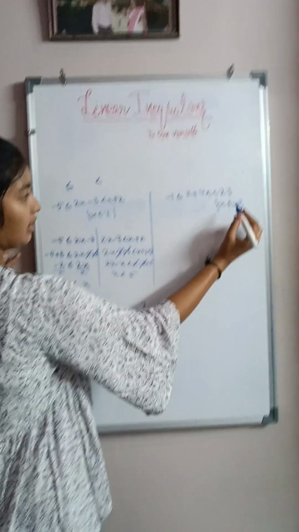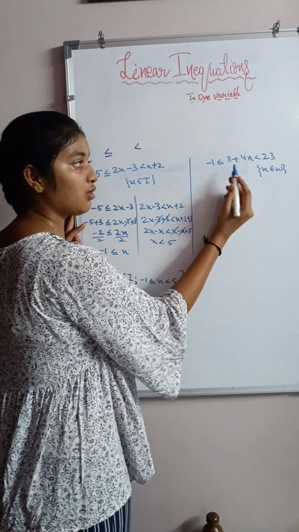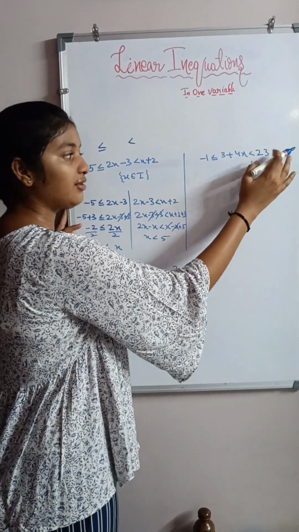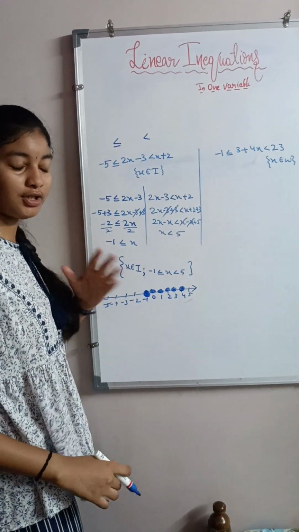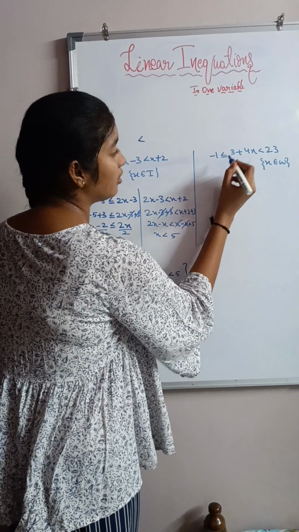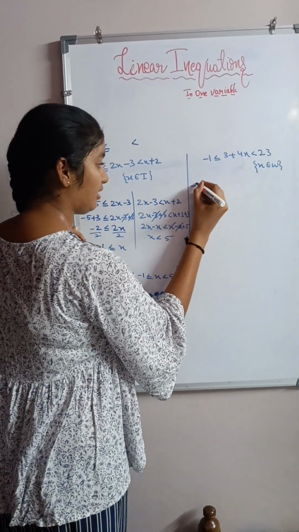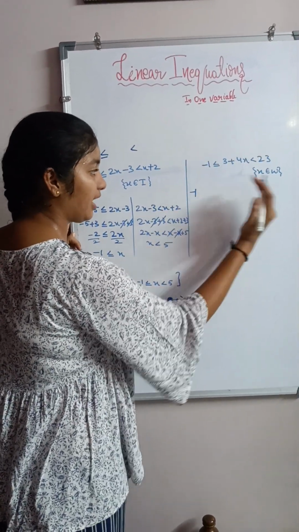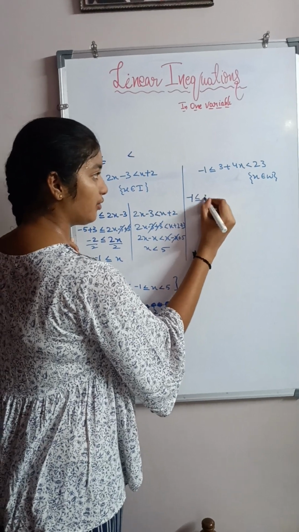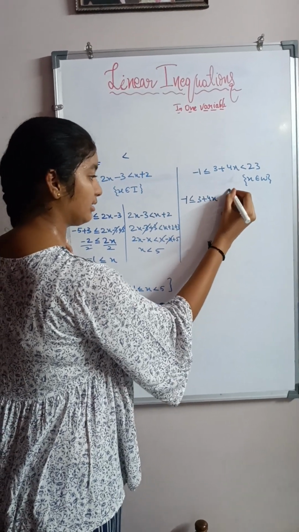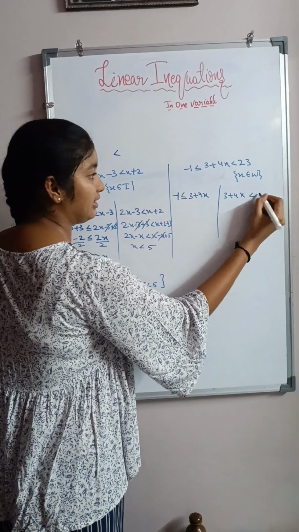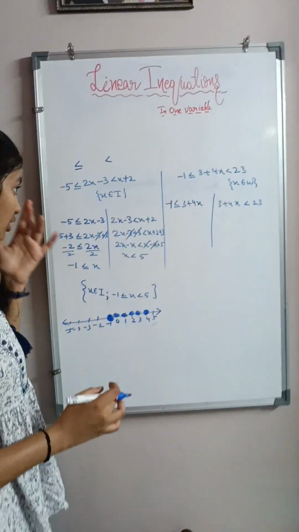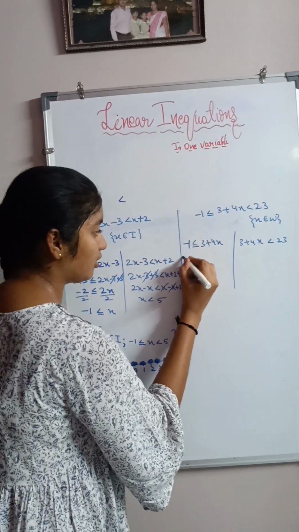And coming on to the next sum. Minus 1 is less than or equal to 3 plus 4x is less than 23. x is equal to W. W means what? It represents whole numbers. So let's make it into two equations: minus 1 is less than or equal to 3 plus 4x, and the second equation that we will get is 3 plus 4x is less than 23. So we should solve this.